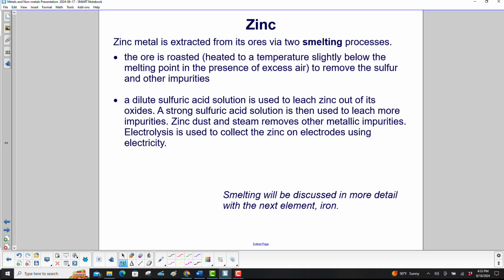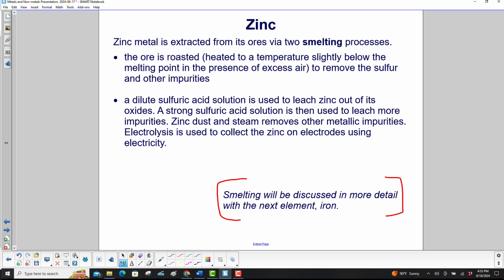The main zinc ores are sphalerite, which is zinc sulfide here, zincite, zinc oxide, franklinite, calamine, and smithsonite. Zinc metal is extracted from its ores via two smelting processes. And a little note here. Smelting will be discussed in more detail with the next element, iron. The ore is roasted, which means it's heated to a temperature slightly below the melting point in the presence of excess air to remove the sulfur and other impurities.